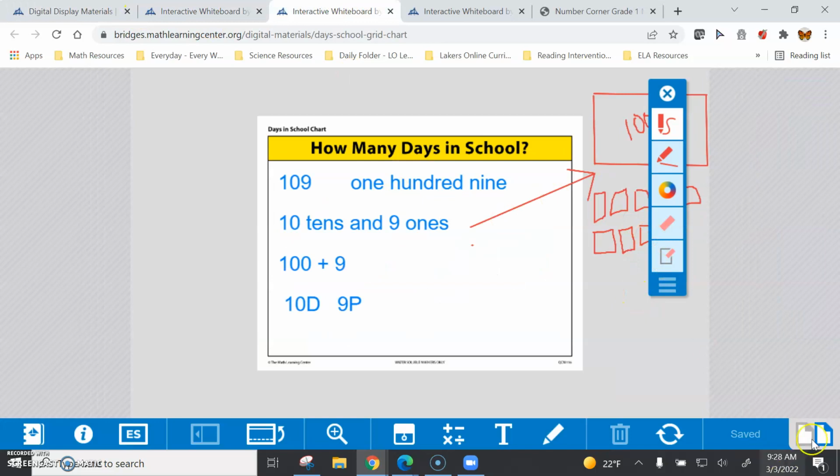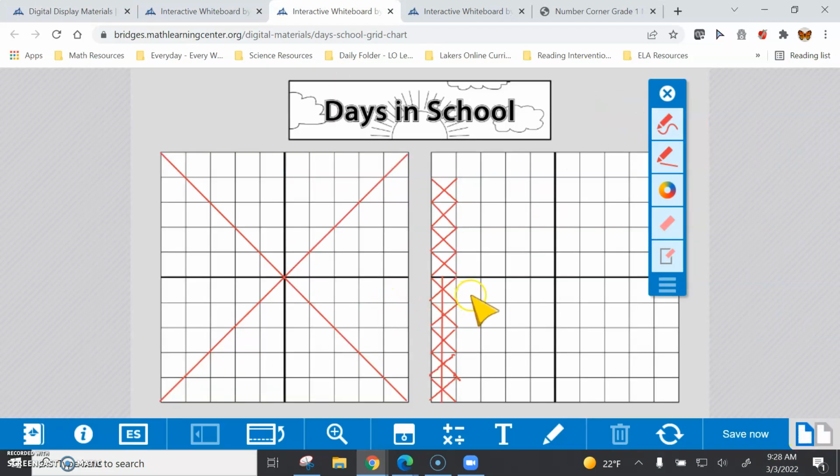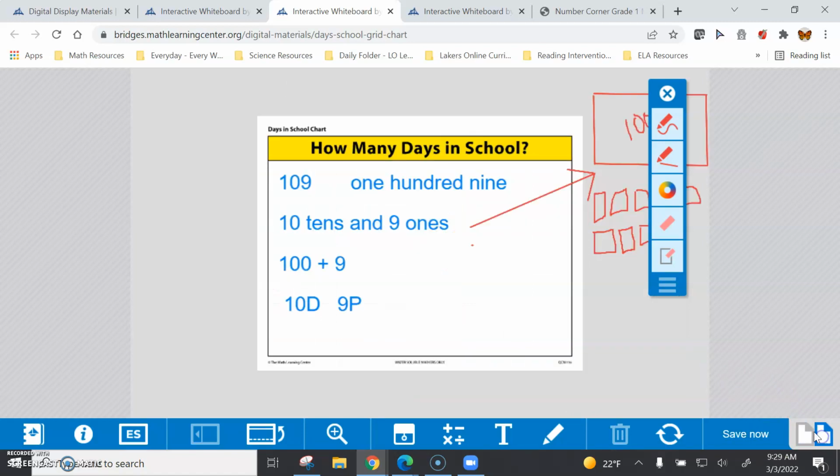As we continue to talk about our days in school, we added 2 days, yesterday's day in school plus 2 days, to give us 109. Can you believe that? 109 days in school.